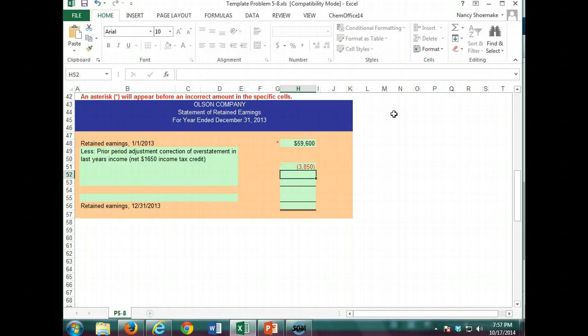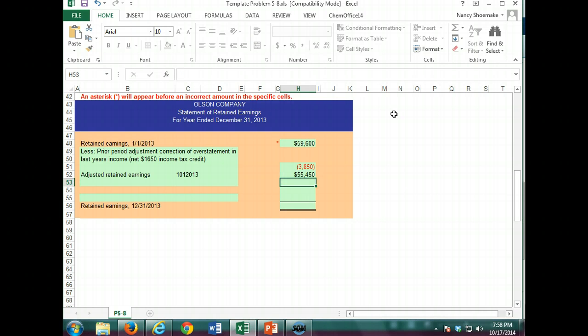Okay? And now we're going to come up with what we call an adjusted retained earnings as of 01/01/2013. 59.3 minus the 38.50 gives us, would it be 55,450? Yep.